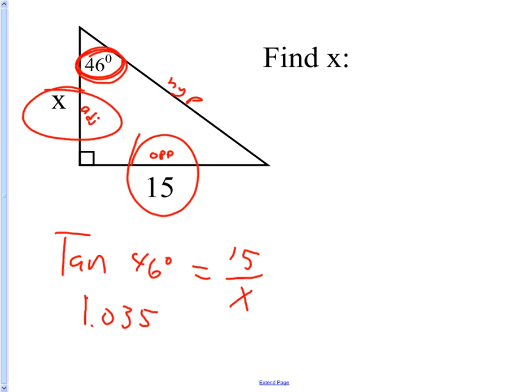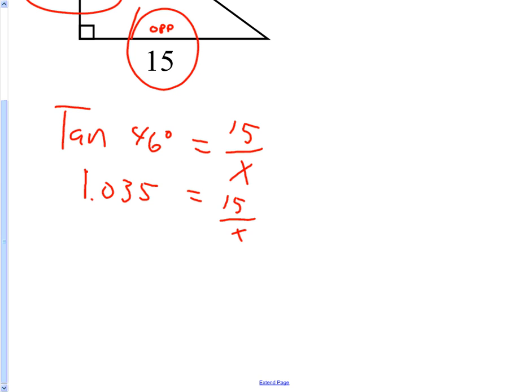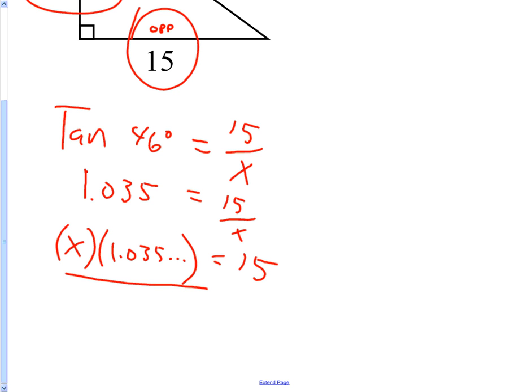1.035. Now, if you rounded that to 1 at this point, you would disastrously change your answer. I know that doesn't seem like much, but when we're done here, I'll show you the difference. Leave that on your calculator, and then say equals 15 over x. And then what would we do next? We'd multiply by x on both sides. x times 1.035, blah, blah, blah. Just leave it on your calculator. And now to get x alone, we divide by that number.